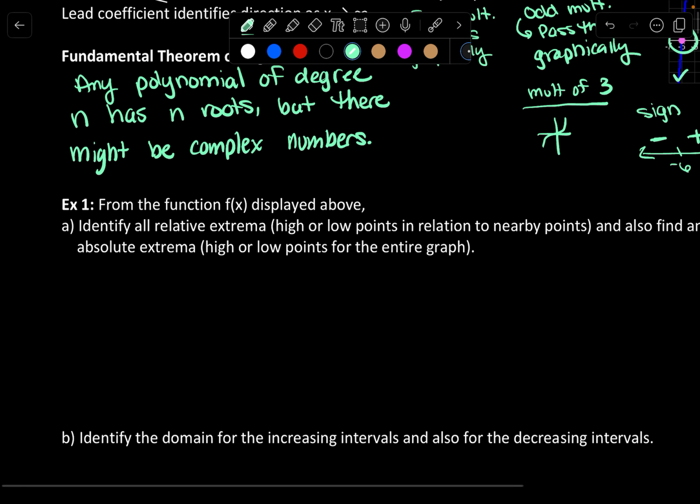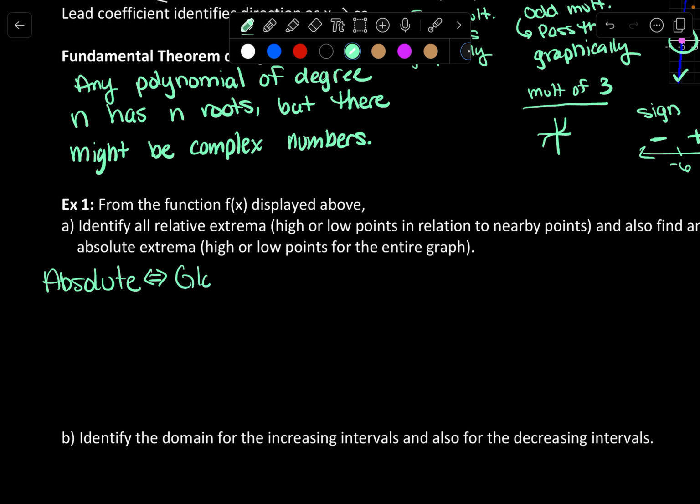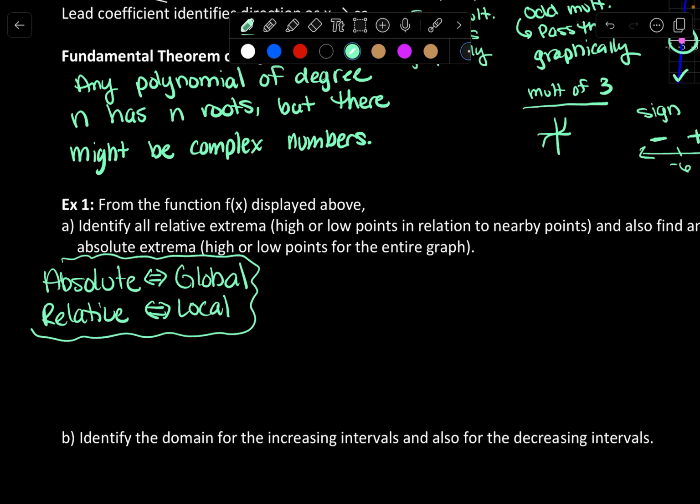So first thing I want to mention is that you're going to see these terms used interchangeably: absolute extrema and global extrema. They both mean the same thing, and that's going to be the absolute highest output and then the absolute lowest output. And then for relative, you're going to see the word local used with this. So make sure you're familiar with both of these types because you're going to hear about them.